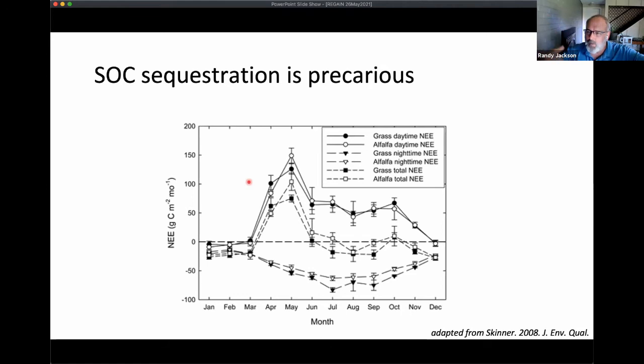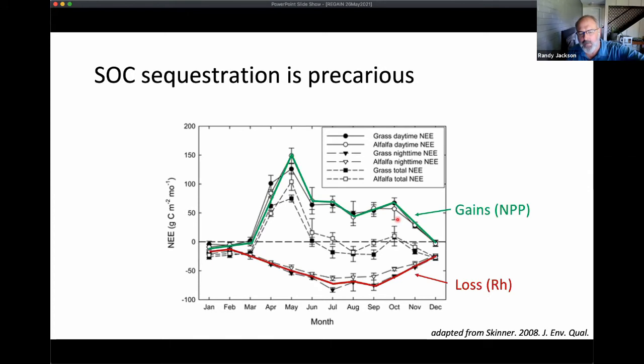And those two arrows, the inputs of plant growth and the outputs of microbial respiration, are actually depicted on this plot. What this plot shows is the actual carbon measurements above the plant canopy. And so we get the gains as NPP on these top circles, and we get the losses as microbial respiration or heterotrophic respiration on the bottom here. And again, this is a busy slide, so let me just say that whether they're colored in or not is whether or not it was cool season grassland or alfalfa, which the dynamics are basically the same.